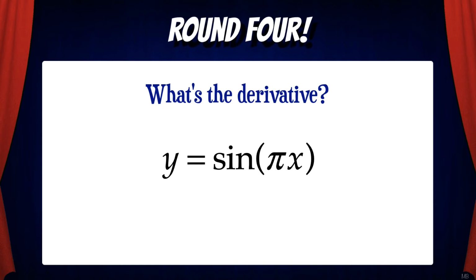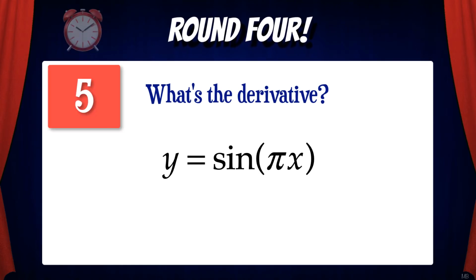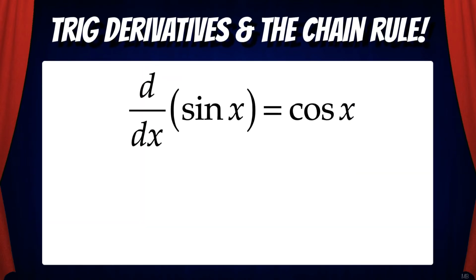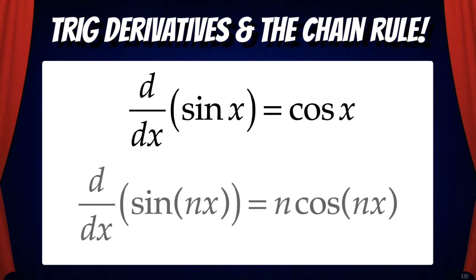Round 4. What's the derivative of y equals sine pi x? The solution, y prime equals pi cosine pi x. Here we apply rules of trig derivatives and the chain rule. The derivative of sine x is cosine x, but the derivative of sine nx equals cosine nx times n by the chain rule.